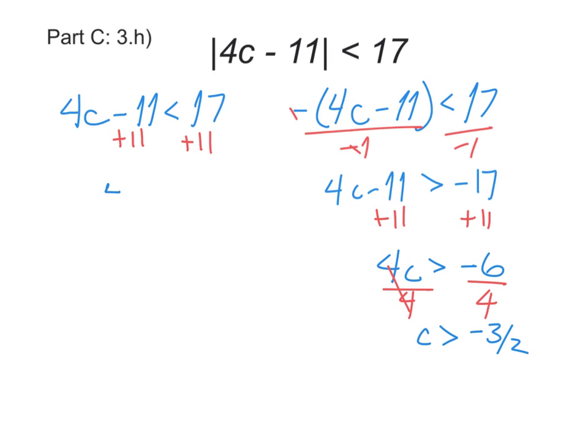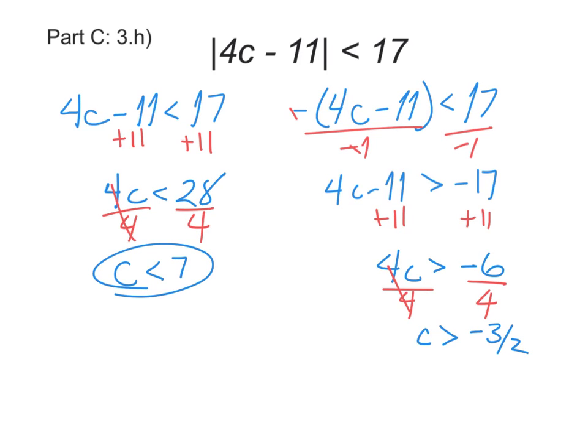That means 4c is less than 28. We'll go ahead and divide both sides by 4. 4 is still positive, so we don't change the inequality, and c will be less than 28 divided by 4, which is 7. And here are our two solutions.